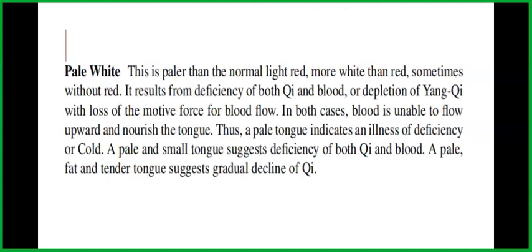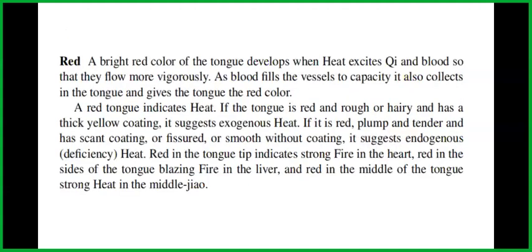A pale and small tongue suggests deficiency of both qi and blood. A pale, fat, and tender tongue suggests gradual decline of qi. A bright red color of the tongue develops when heat excites qi and blood so that they flow more vigorously. As blood fills the vessels to capacity, it also collects in the tongue and gives the tongue the red color. A red tongue indicates heat.